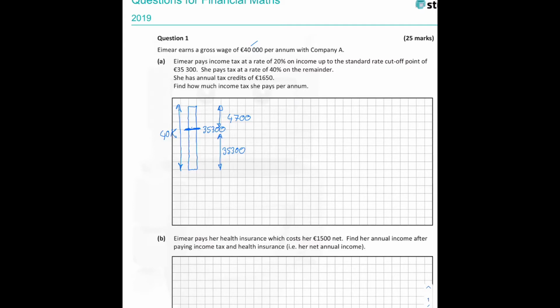So we've broken our total gross earnings into two different zones. This zone up here and this zone down here. Now, reading the question, we have two different tax rates. She pays a tax rate of 40% on the remainder, and she pays 20% up to the standard rate cutoff. So therefore, every single cent in here is always taxed at 20%. And every single cent in here is going to be taxed at 40%.